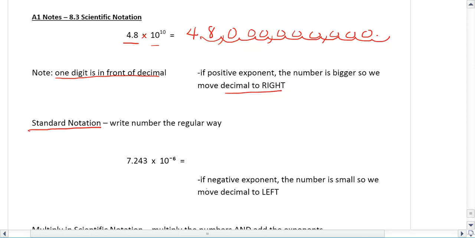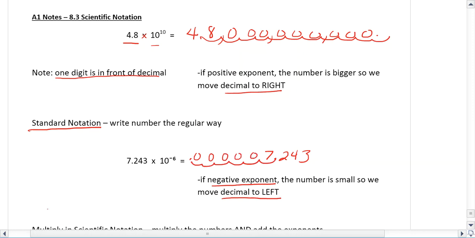To review, this next part: if you have a negative exponent, this number is getting incredibly small. And to make it small, we move the decimal to the left. So I'd have to take this 7.243 and move the decimal 6 places to the left: 1, 2, 3, 4, 5, 6. And put in the 5 zeros that I need.